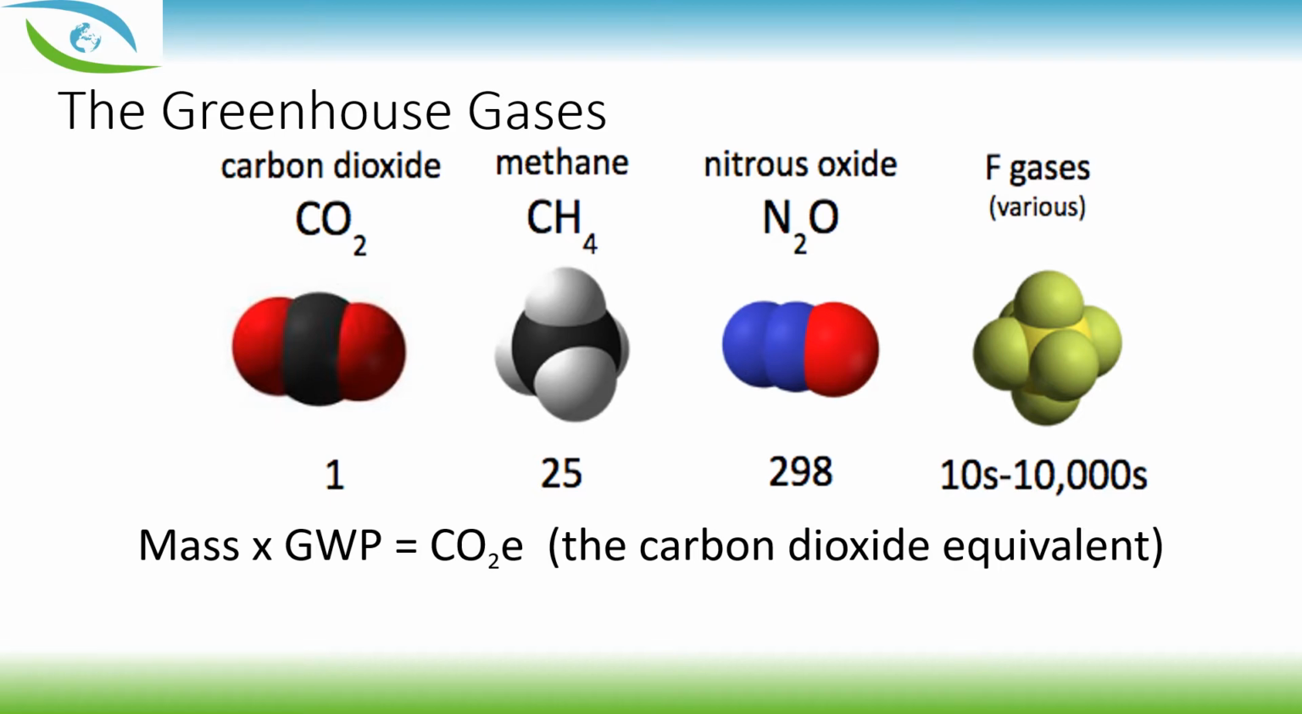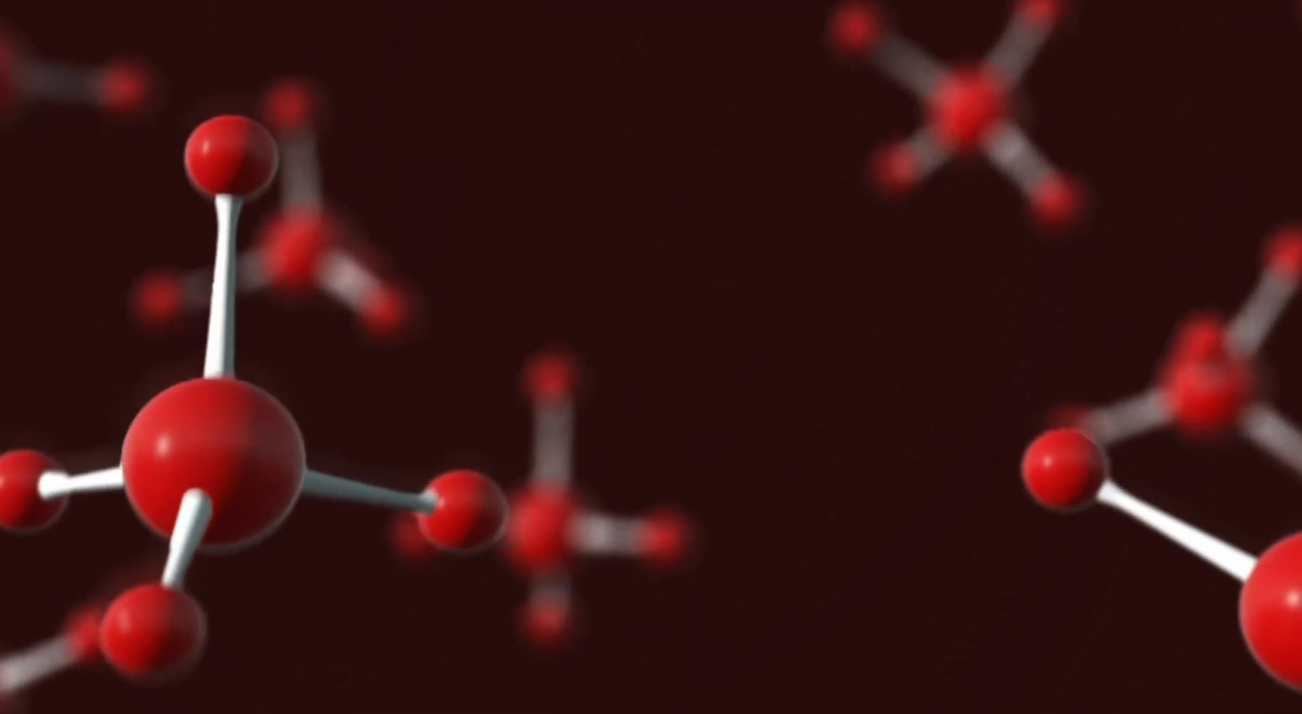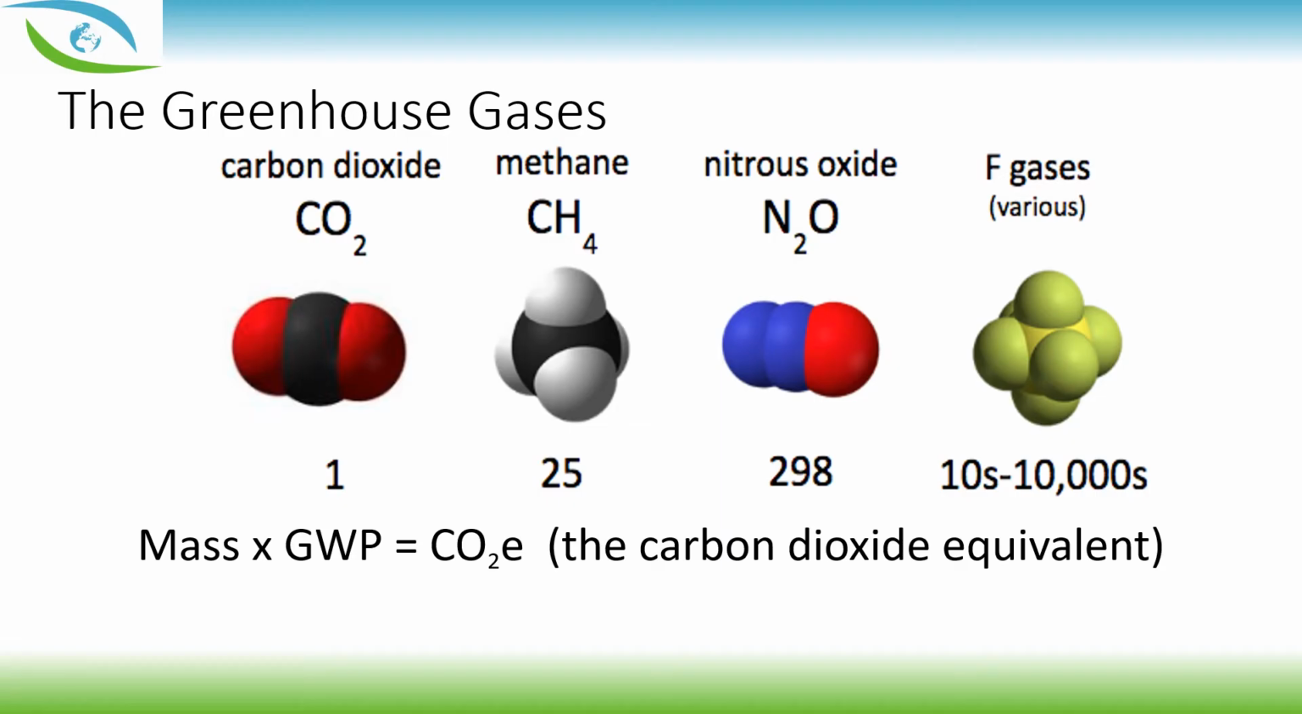For example, a molecule of methane lasts about a decade on average in the atmosphere, which is much less time than a molecule of carbon dioxide. But because methane absorbs much more energy than carbon dioxide, the global warming potential is much higher, about 25 times higher in fact. Other gases have an even greater global warming potential.